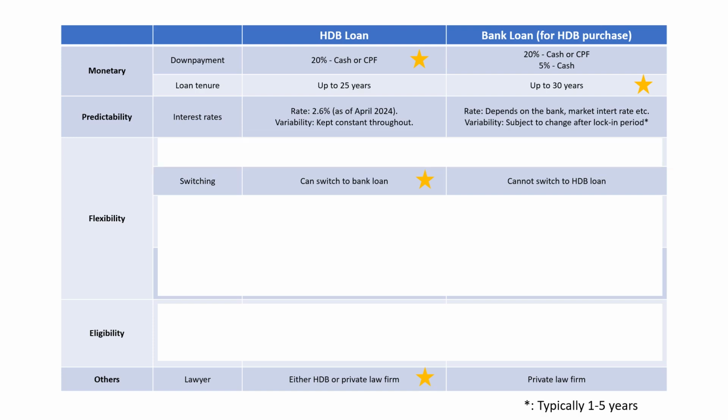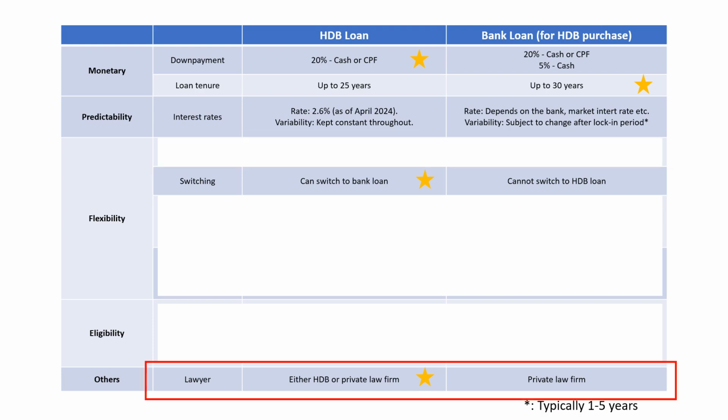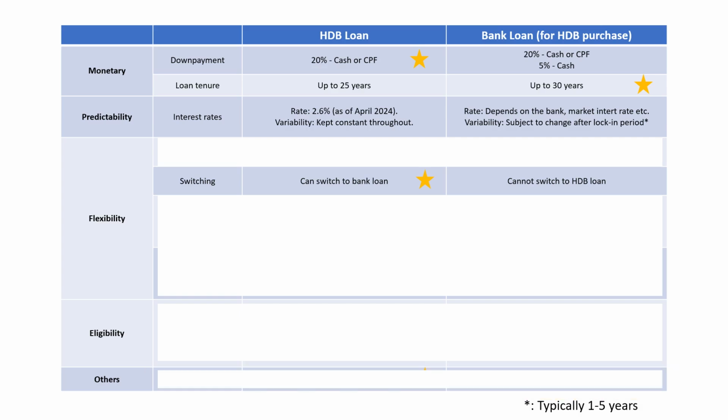I don't think that the option to choose your solicitor is a very big differentiator too. A HDB lawyer may be slightly cheaper, usually by about 1k, but on the grand scheme of things, this 1k is not as important as some of the other factors that you should actually be considering.